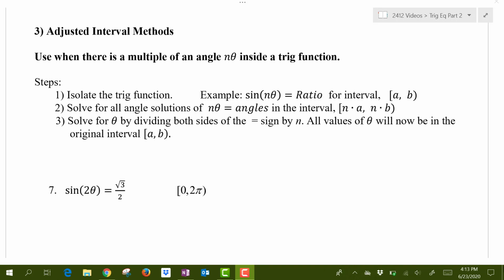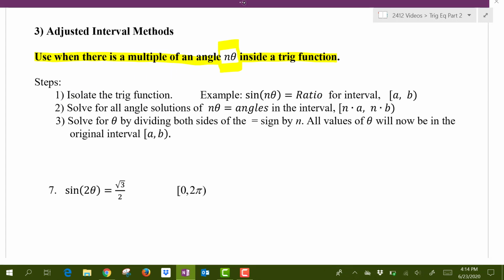Now we're going to look at solving trig equations using adjusted interval methods. To solve using adjusted interval methods, you're going to use this method when there is a multiple of an angle inside of a trig function. And what we mean by that is you're going to have inside of the trig function some number n times theta. Our first step will be to isolate the trig function.